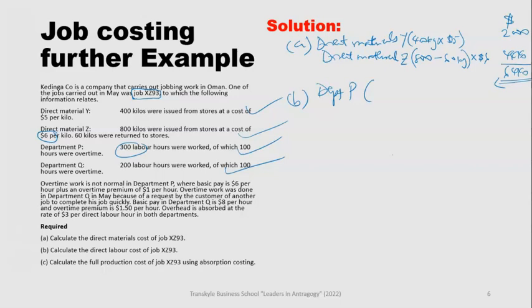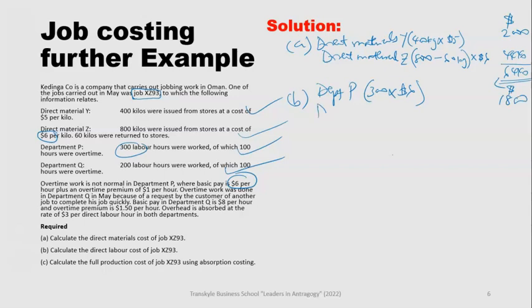So let us just calculate the basic pay for this particular department. So that's 300 multiplied by $6 because they are paid $6. Okay, if you go here, overtime is not normal in Department P, where basic pay is $6 per hour. Okay, so this is why we put the $6 there. Okay, and you can put as well a dollar sign and your 1,800 here.